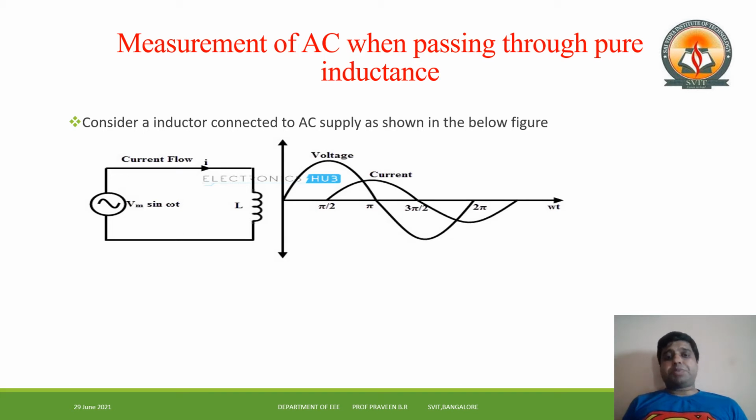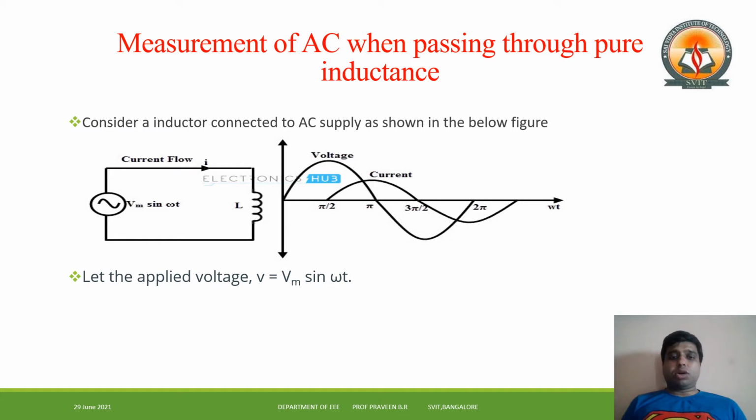To obtain the expression for current, I have to consider two properties. One is the self-inductance property and the other one is Lenz's law. So what is the self-inductance property? It is an EMF that is induced in a conductor due to the change in the current in the same conductor, and that is given by E = L di/dt, and Lenz's law states that an EMF induced in a conductor opposes the cause producing it.